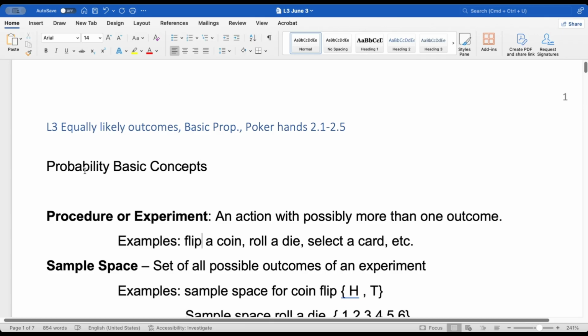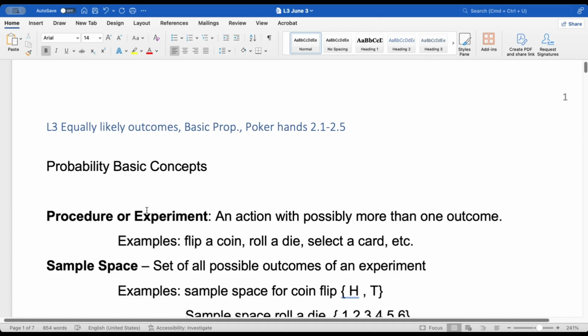So, some definitions here. The definition of procedure or experiment is an action with possibly more than one outcome, usually more than one outcome for the examples we're going to do here. Flipping a coin, rolling a die, selecting a card.